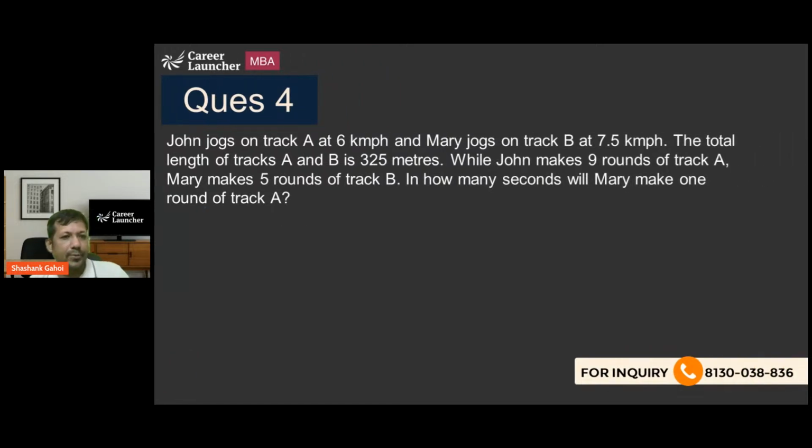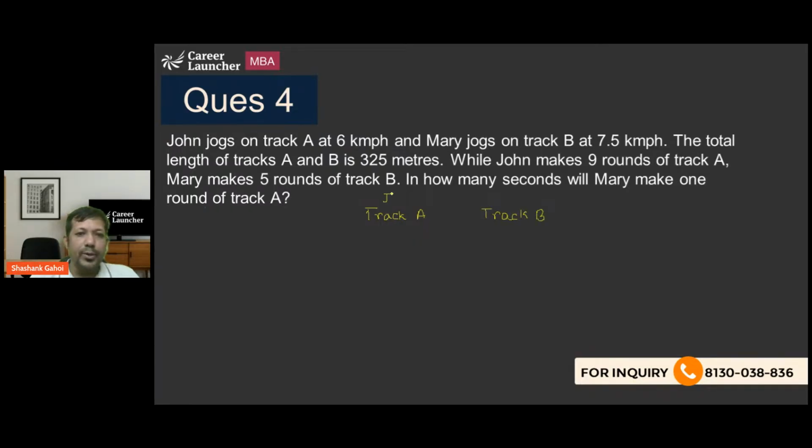What does it say? Okay, now it says that John jogs on a track at a speed of 6 and Mary jogs on a track at 7.5. The total length of the track A and B is 325 meters. So I'm talking about track A, and we are talking about track B.